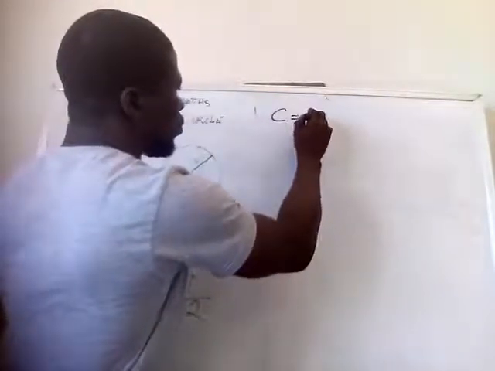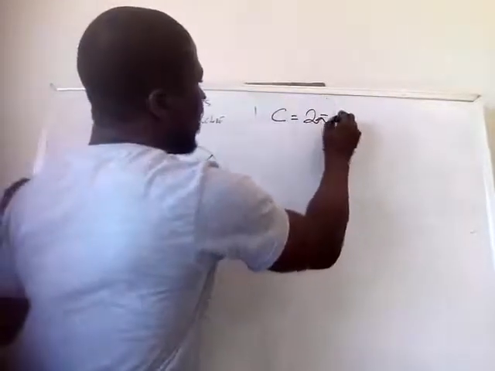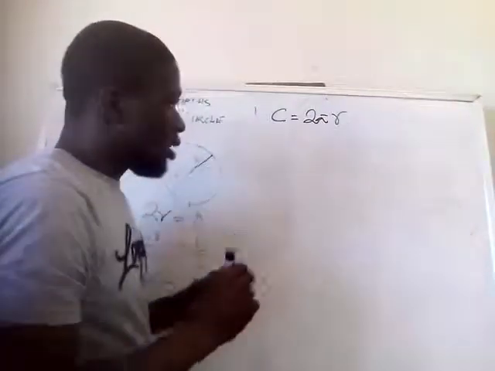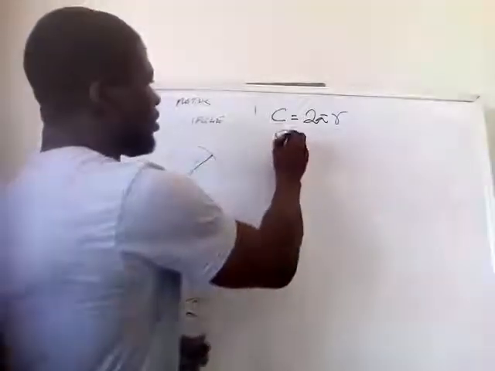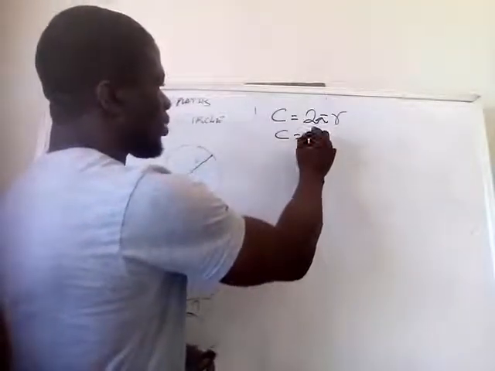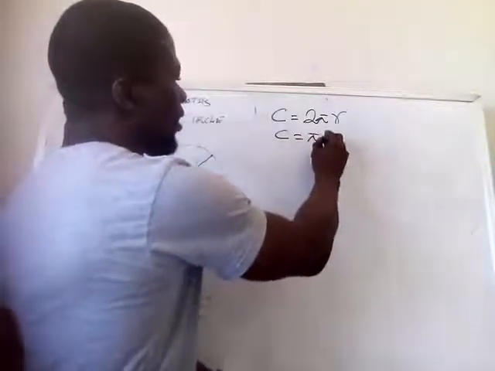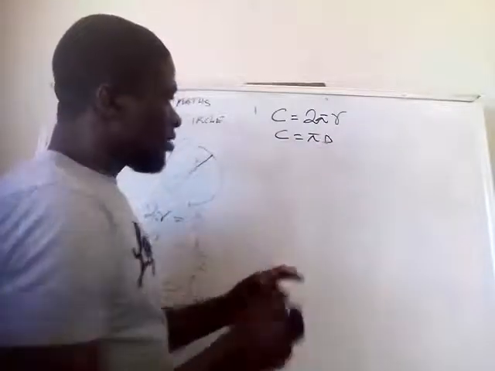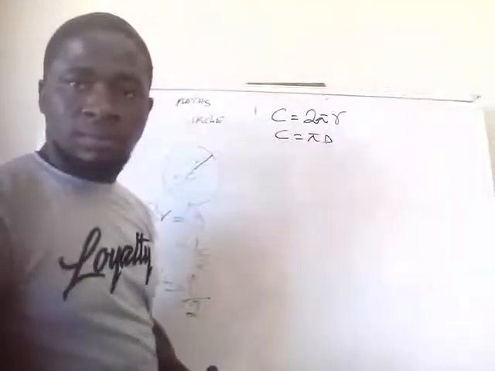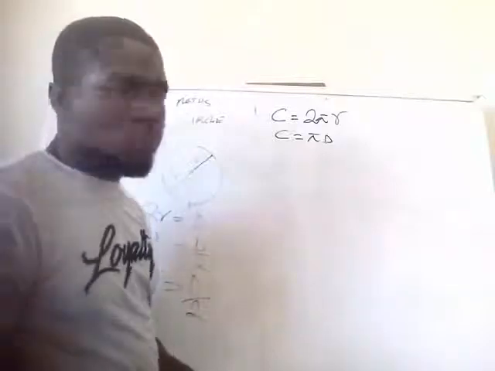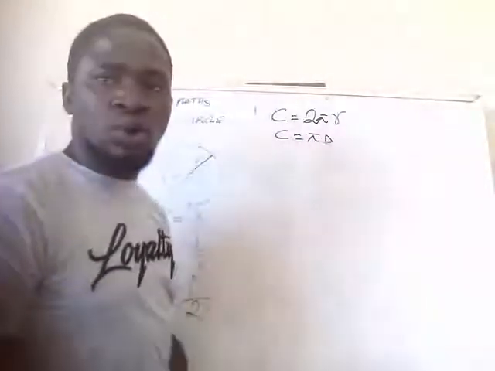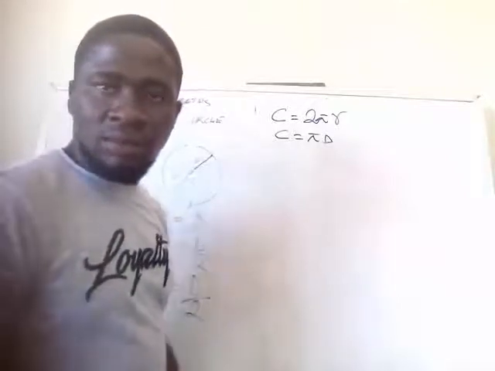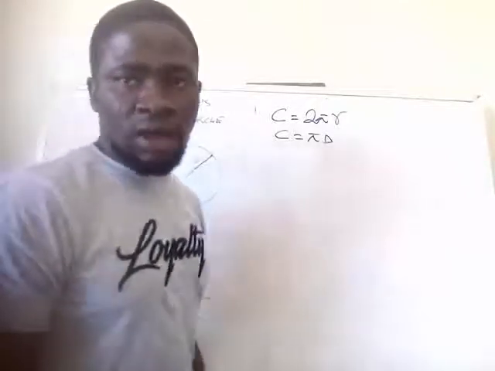circumference equals 2 pi r. Some people will tell you that C is equal to pi d, where d is the diameter, but let us solve with this. This is the generally known perimeter or circumference of a circle.